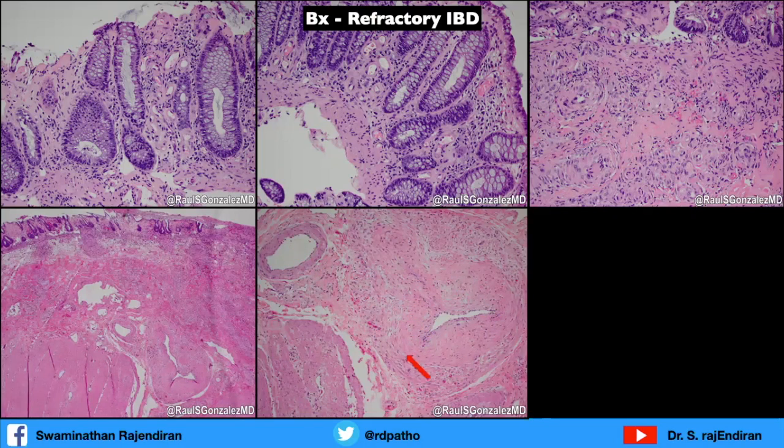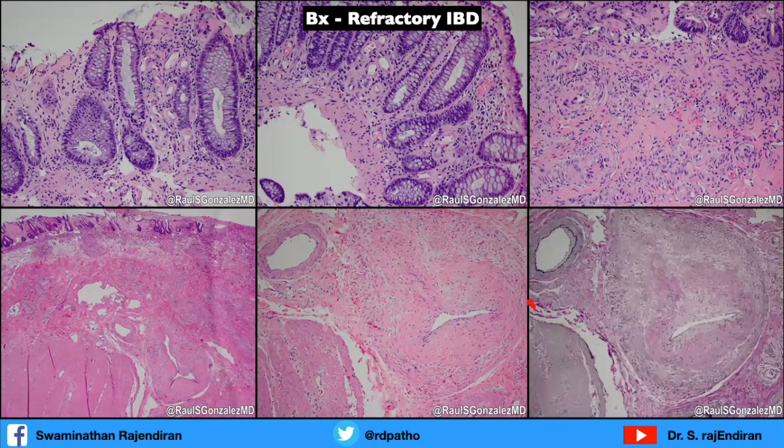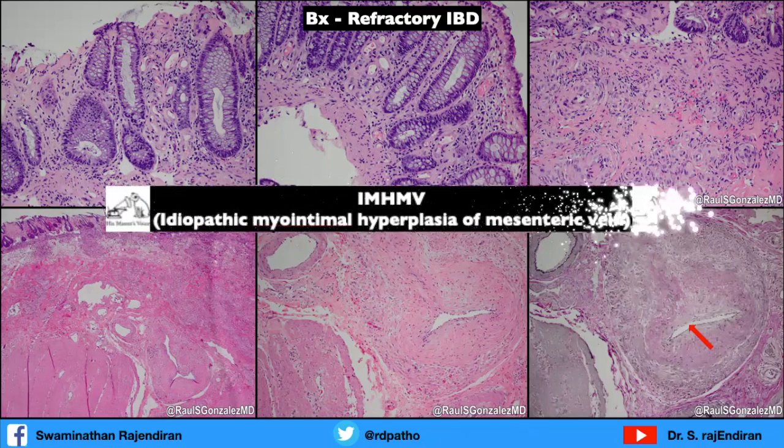Please believe me, this is a vein and this is an artery, and that is proved by the elastic tissue stain. These are all pictures from Dr. Gonzalez's Twitter, and you can see here there is no internal elastic lamina, whereas here there is an internal elastic lamina. So this is a branch of the mesenteric artery, whereas this is a branch of the mesenteric vein, and there is a condition called idiopathic myointimal hyperplasia of the mesenteric vein.